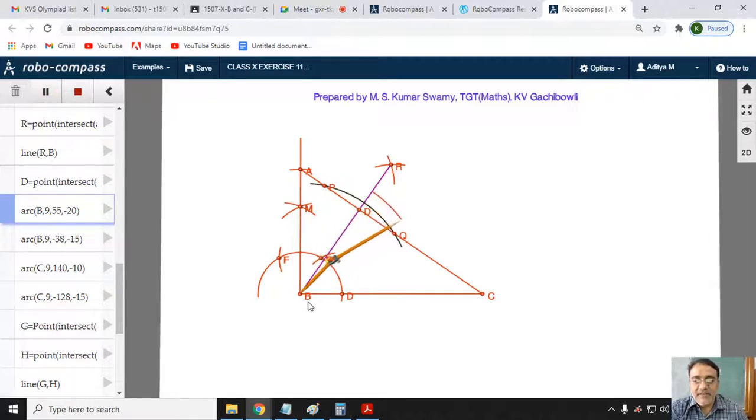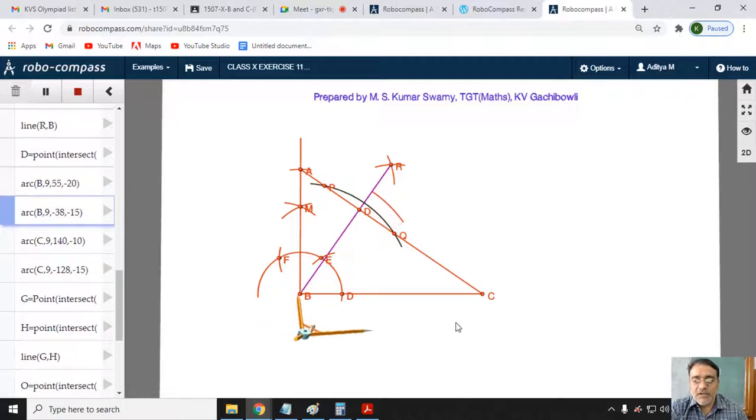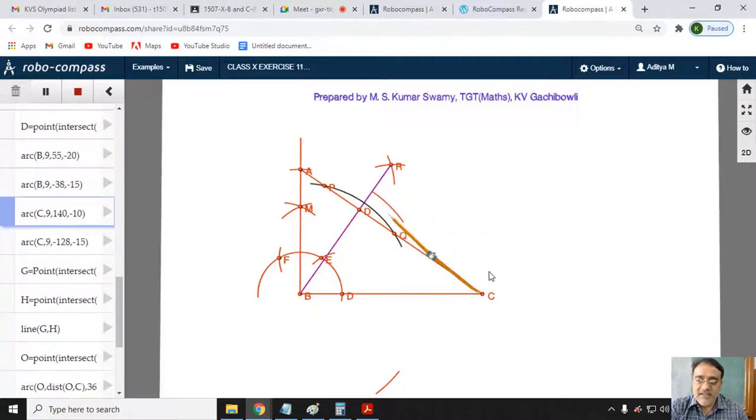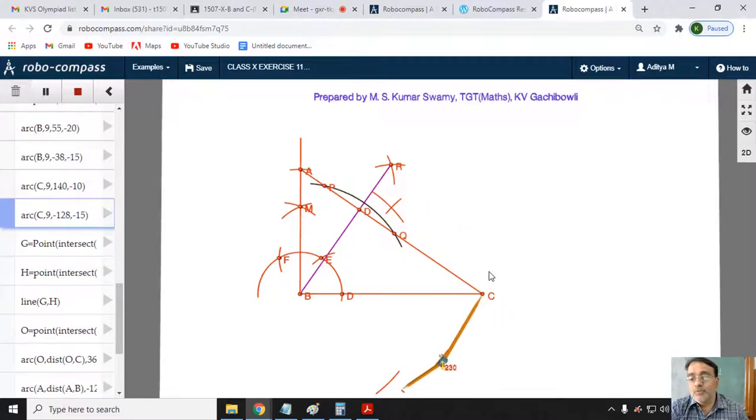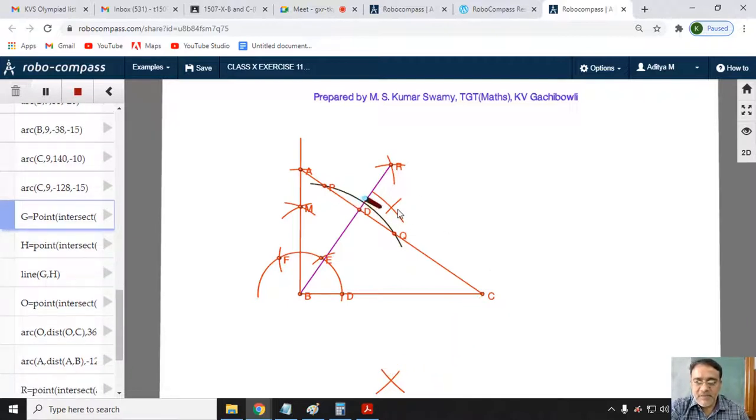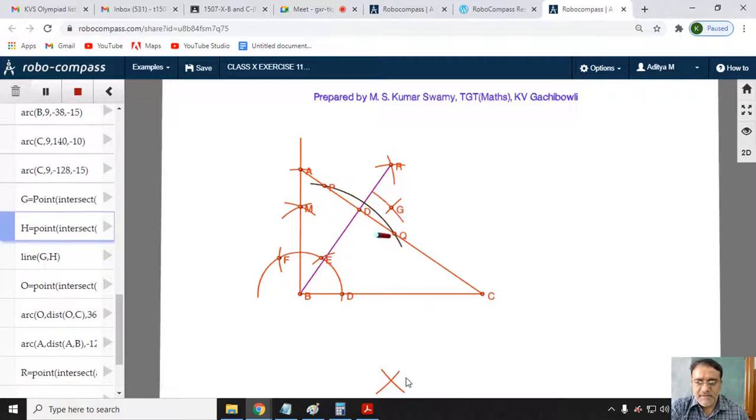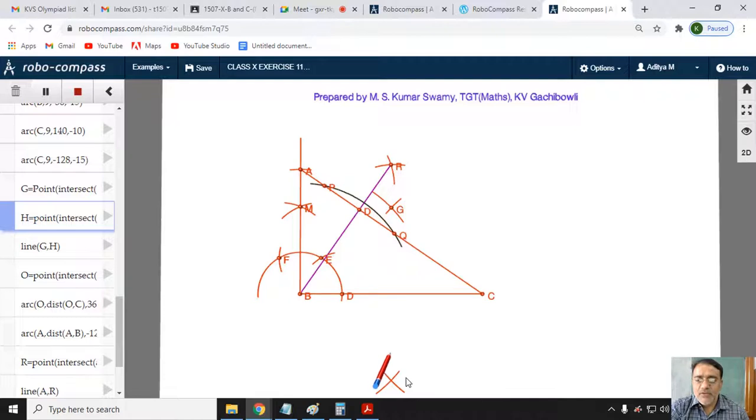With center B we draw two arcs on both sides such that the radius is more than half of BC. And with center C, the same radius, we draw two arcs on both sides. Both will intersect at 2 points. We take those 2 points as G and H. After that we will join GH. That will give us the midpoint of BC.